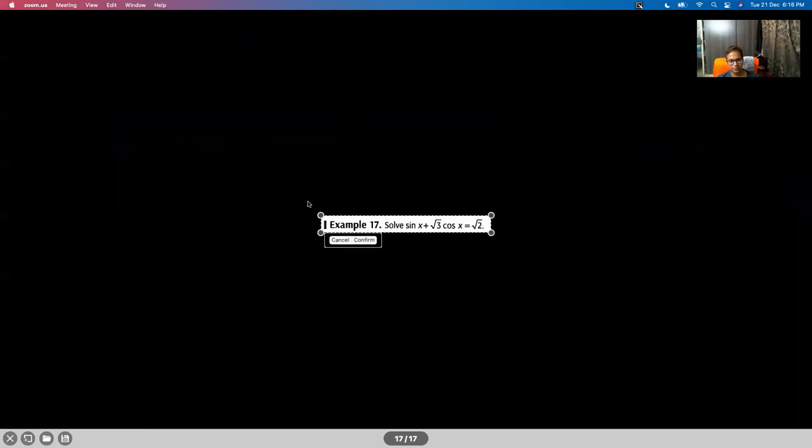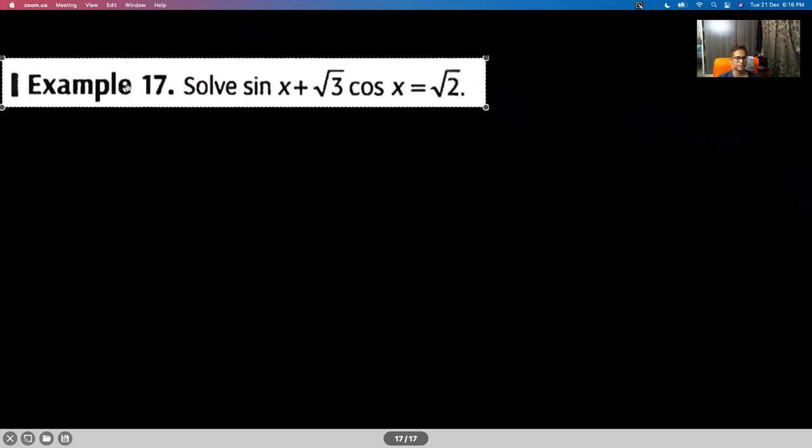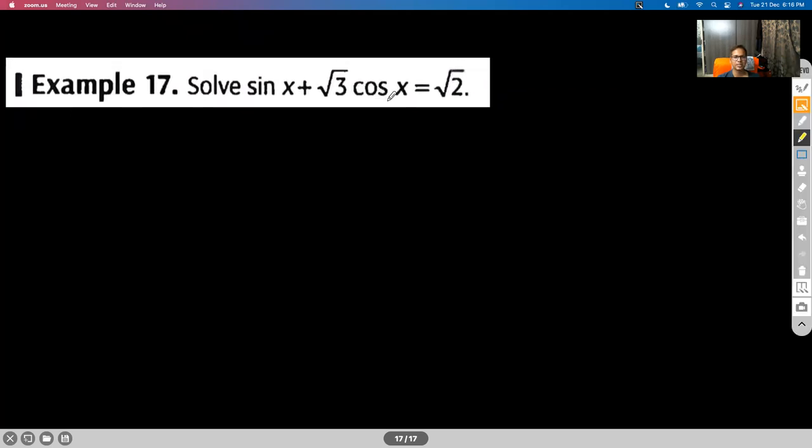Okay, let's take this one. Find the general solution. Solve means find the general solution for this equation. So first of all, ask yourself, is this equation solvable? Will I get a real solution for this? Ask yourself. That means, is mod c less than or equal to under root of a square plus b square? Then only go forward.